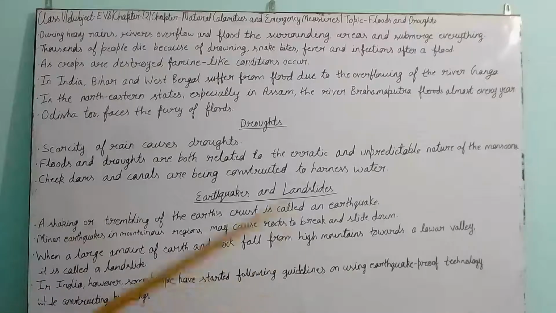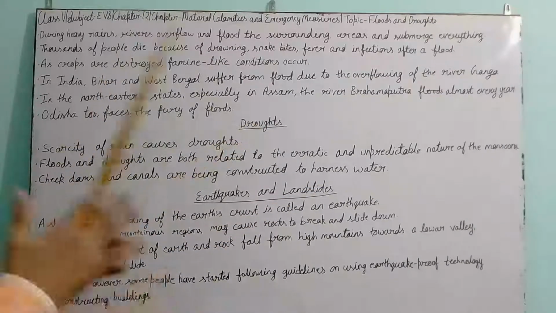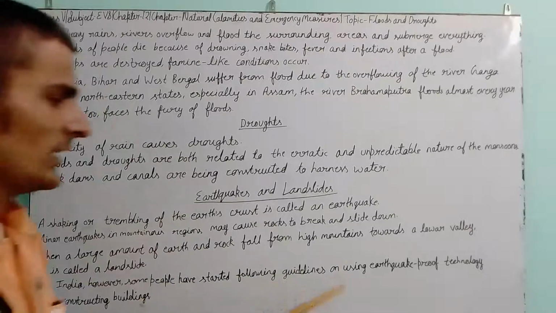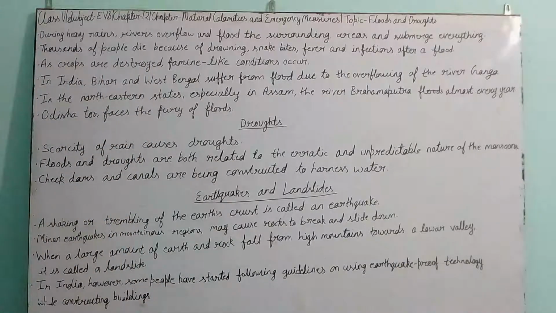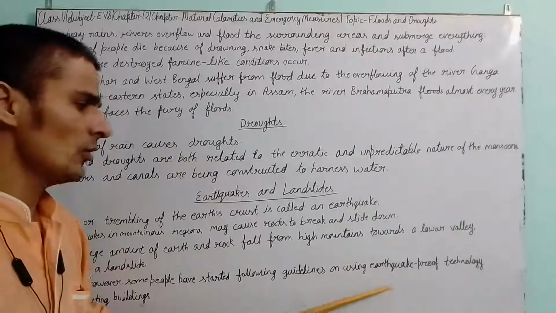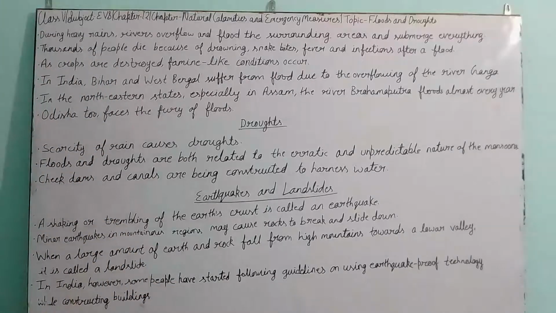When the earthquake comes in a high range, many big rocks come down from the higher place, and in that condition the whole land gets down. It is the landslide. In India, however, some people have started following guidelines on using earthquake-proof technology while constructing buildings. As I told, human beings always try to find a solution. So the people start following the guidelines given by the government, and they also start using earthquake-proof technology in building construction. When they make buildings and houses, they use technology that helps to reduce or stop the loss from the earthquake.